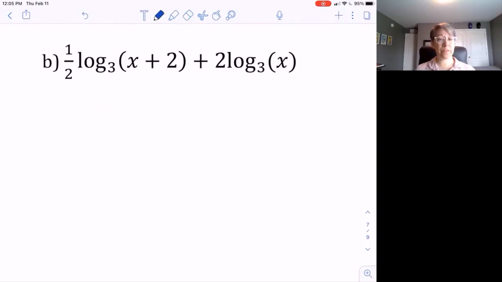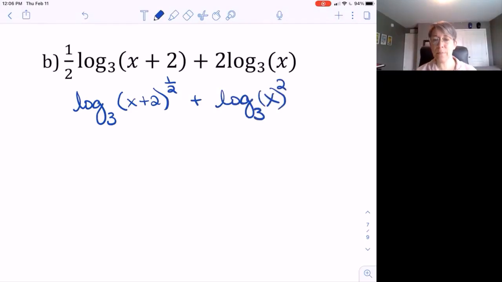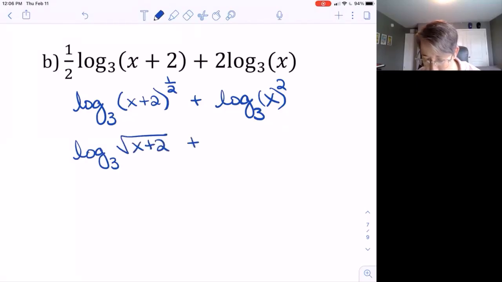For part B, we have a couple of things going on. Notice in both logarithms, there is a coefficient in the front. We can actually move that coefficient back into an exponent position for both. So the first logarithm would be log base 3 of x plus 2 to the power of 1/2 plus log base 3 of x squared. Remember that 1/2 does mean square root. So we can write that as log base 3 of the square root of x plus 2 plus log base 3 of x squared.